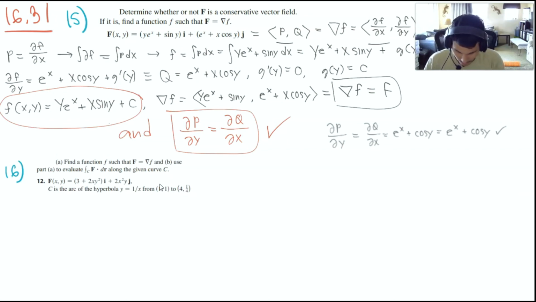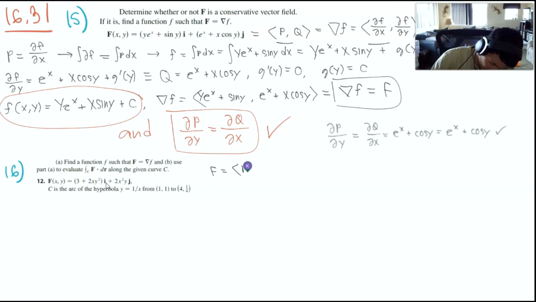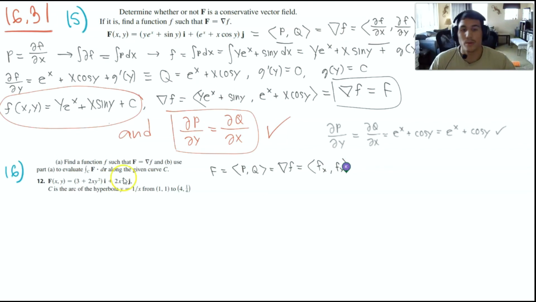Okay. So yeah, we need to find a function here. Let's write it: F is equal to pq, which is equal to del f, which is equal to f sub x, f sub y. That means partial of x with partial y. I believe that's called Newton's notation. Okay, so there's another method we can use to find these functions.